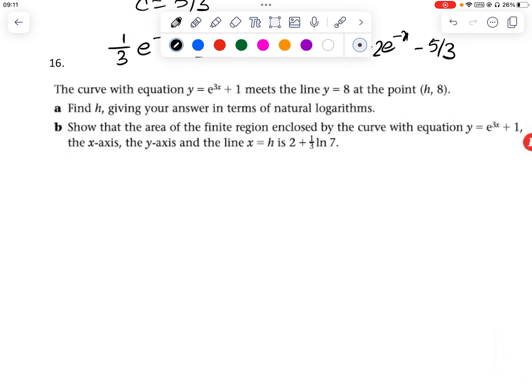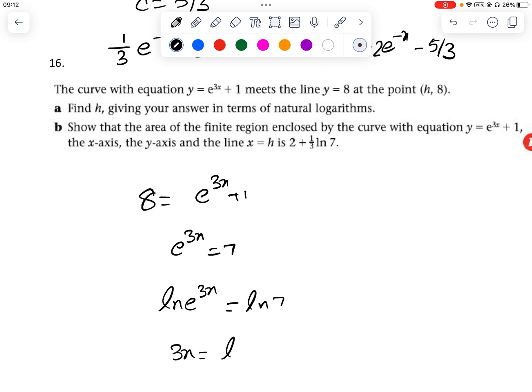Coming to question number 16. The curve with equation y equals e^(3x) + 1 meets the line y equals 8 at a point h, 8. Find h, giving your answer in terms of natural logarithms. So 8 equals e^(3x) + 1, so e^(3x) equals 7. ln e^(3x) equals ln 7, so 3x equals ln 7. x equals 1/3 ln 7.